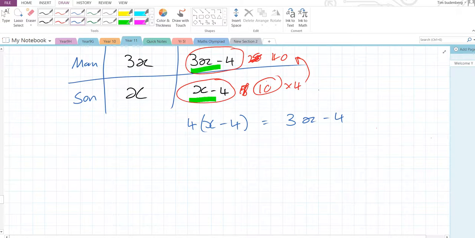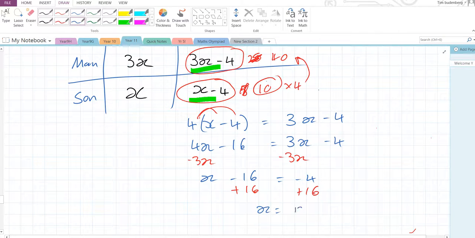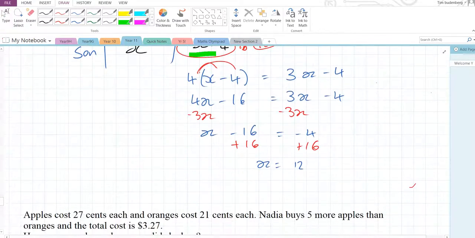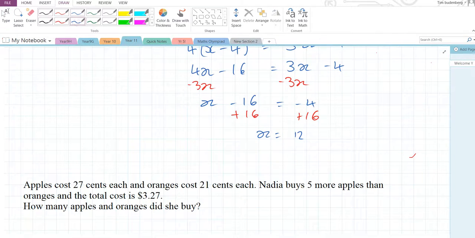Alright, now we have an equation we can solve. Before anything else, we expand brackets. 4x minus 16 is equal to 3x minus 4. Get all the x's on one side. Get x by itself. X equals 12. Now remember what we defined x to be at the start. X was the son's age now. And it asked us to find how old is his son now. We found what x is, so we need to answer: the son is now 12.